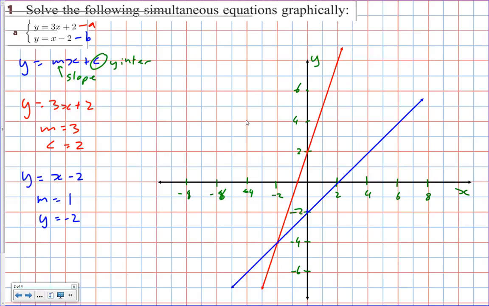And so now we see our two lines, and they cross down here at this point. And that point there is negative 2, negative 4. So that's the answer for the first one.